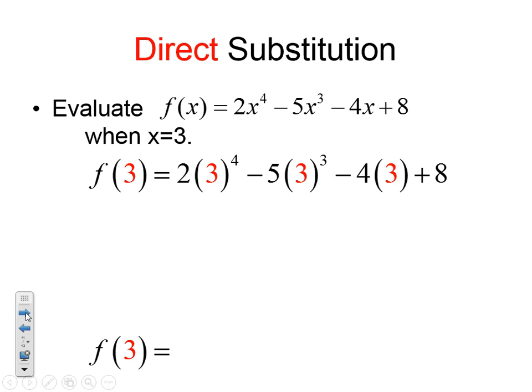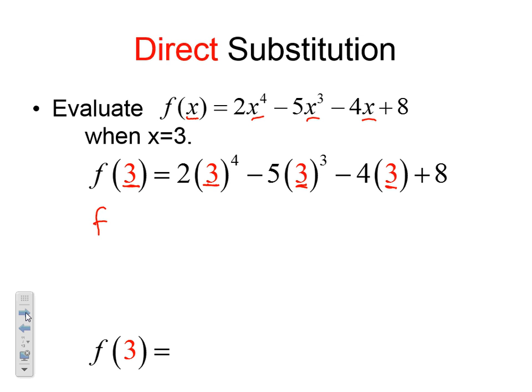So direct substitution: if I give you this, evaluate f of x, which is 2x to the 4th minus 5x cubed minus 4x plus 8 when x equals 3. All that means is anywhere there's an x, I'm going to plug in 3. Okay, so I'm plugging in 3 anywhere there's an x. Now I'm just going to solve.